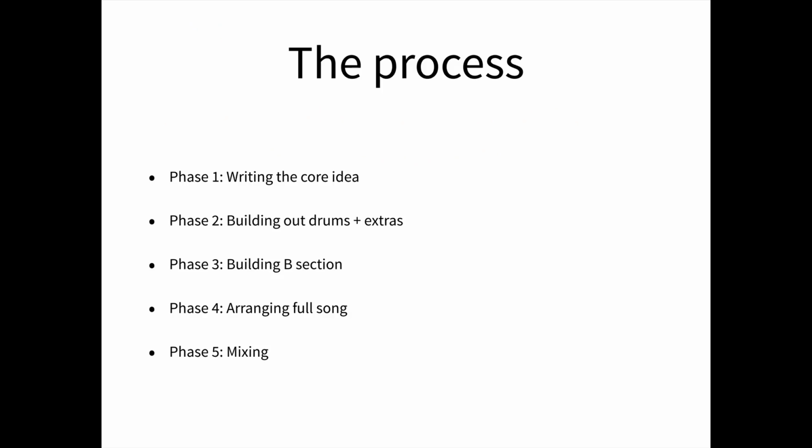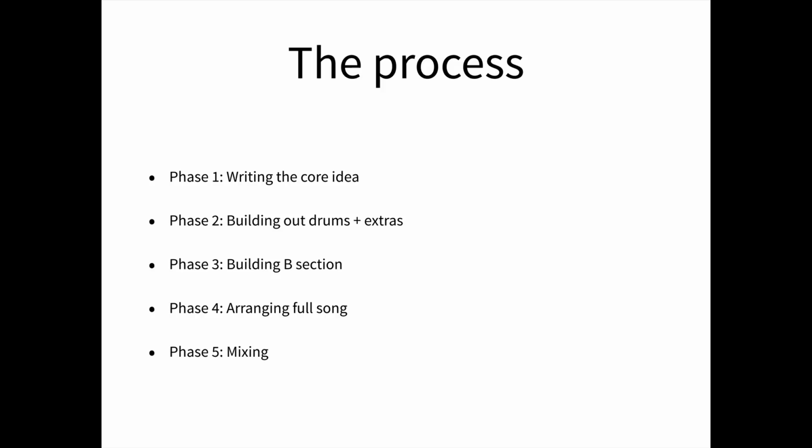So this is the process that we're going to follow. We're going to start by writing out the core idea. We're going to get a chord progression and a melody down. Once we've done that, we're going to build up the drums section and a few extras. Then we're going to work on building a B section.